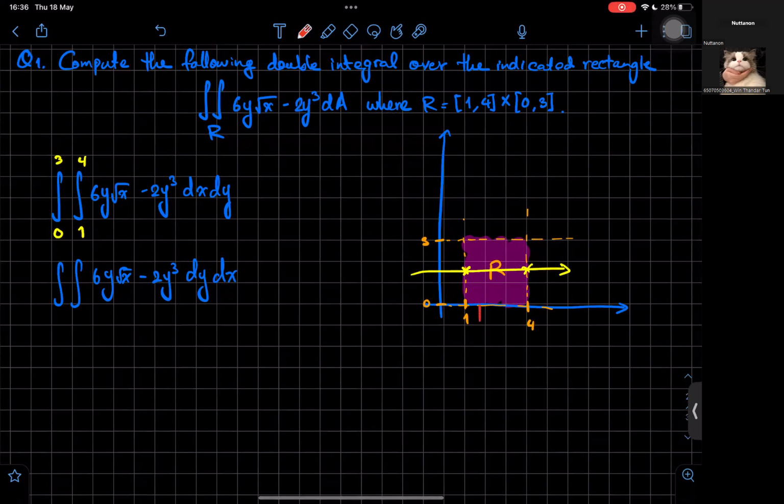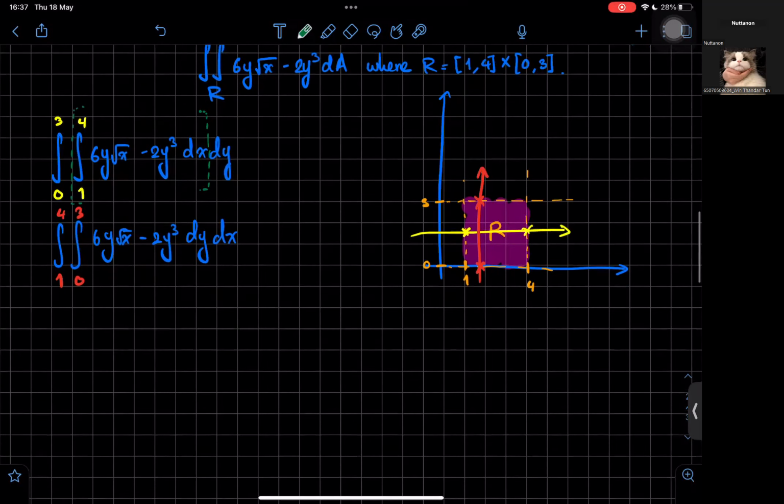If it is dy dx, then draw the arrow parallel to the y axis like this. So it passes 0 first and then 3. So it will become 0 to 3, and x integrates from 1 to 4 like this. Then you do the integration. When you do the integration, you can imagine something like a bracket. When you integrate with respect to x, you see y as a constant, and vice versa.